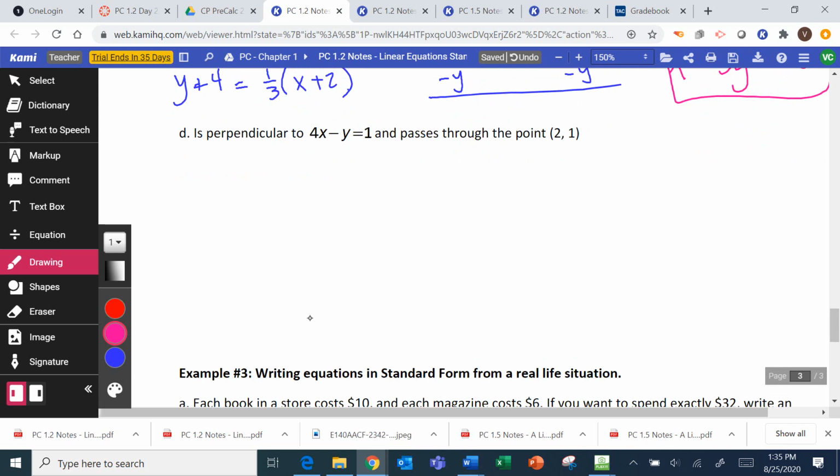All right, the next one is a total review from last class. I am going to talk through this one so we don't waste too much time on just doing our notes. I'd rather get you guys into the assignment quicker. So I'm going to talk through this one. Perpendicular to 4x minus y equals 1, and it passes through the point (2, 1). Did I go too fast? Yeah, we're just writing a lot. Okay, I can slow it down a little bit.